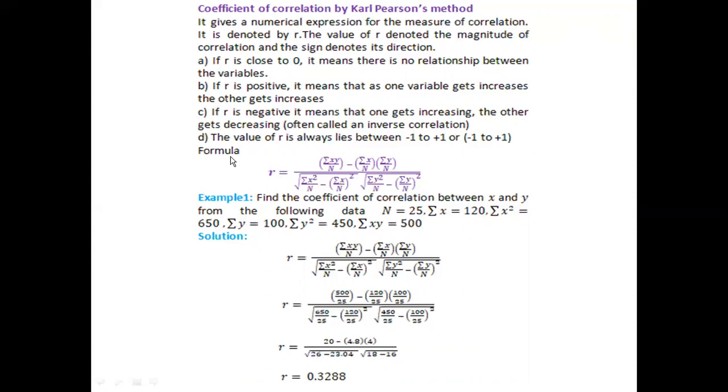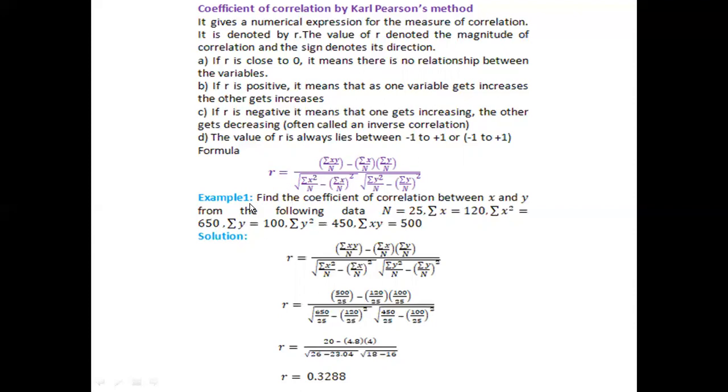So this is the formula of Karl Pearson's method, that is, r equals summation xy upon n minus summation x upon n into summation y upon n. This is the numerator, divided by, here two square roots are present: in one square root, summation x square upon n minus (summation x upon n) whole square, into the second square root, summation y square upon n minus (summation y upon n) whole square. So this is the formula.